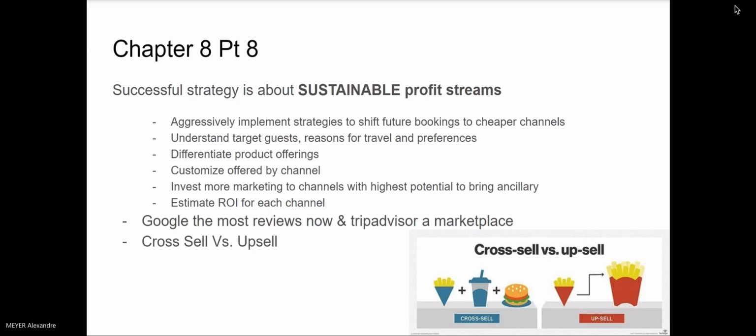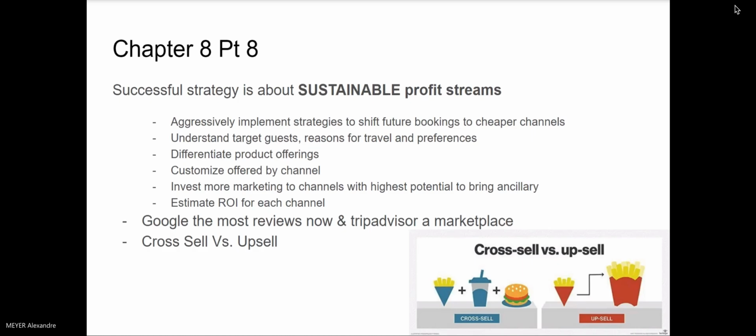When you have more options, you tend to not only spend more, but you are more appealed to something. You customize the offers by channel. And this can also help encourage the use of certain channels, because if, for example, the direct channel is the most profitable and you provide a package deal, more people might come to your direct channel, right?